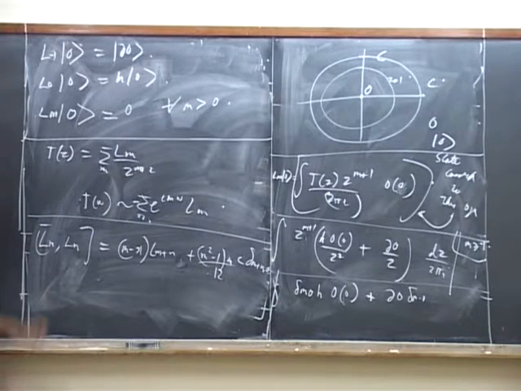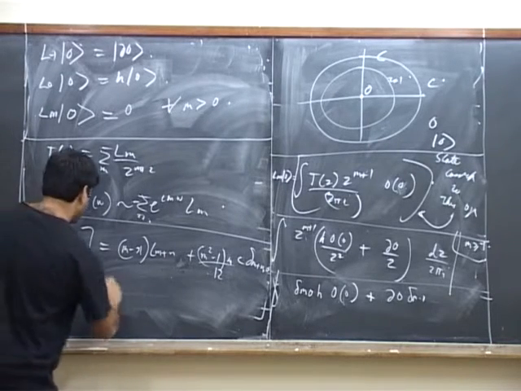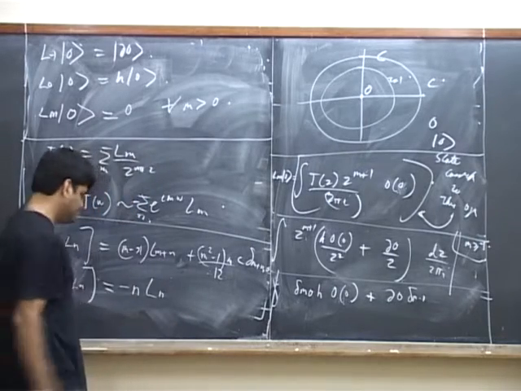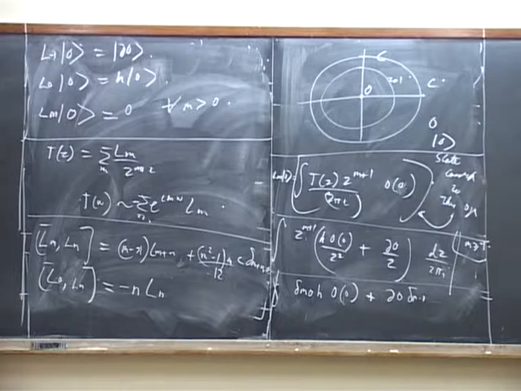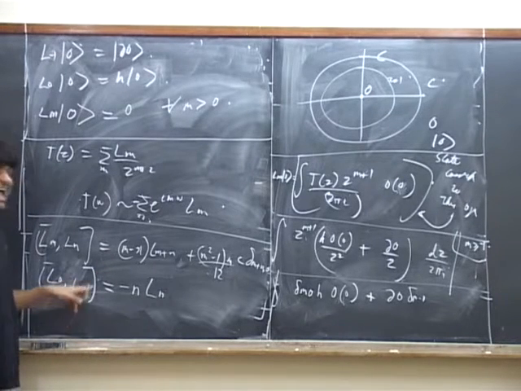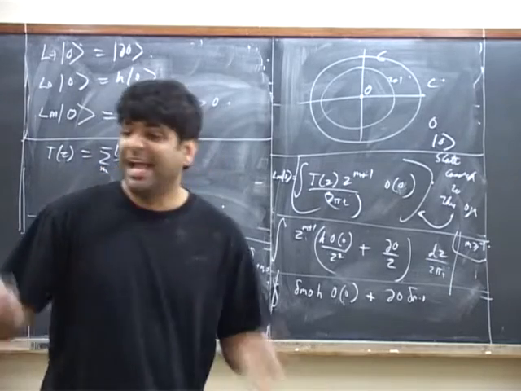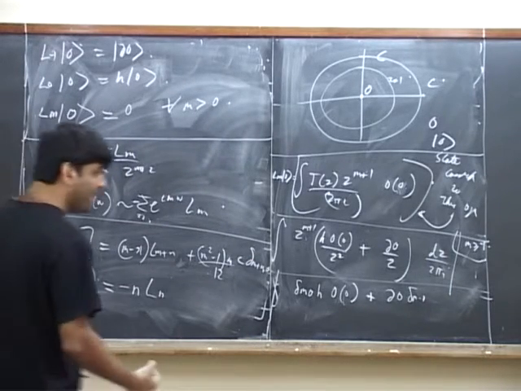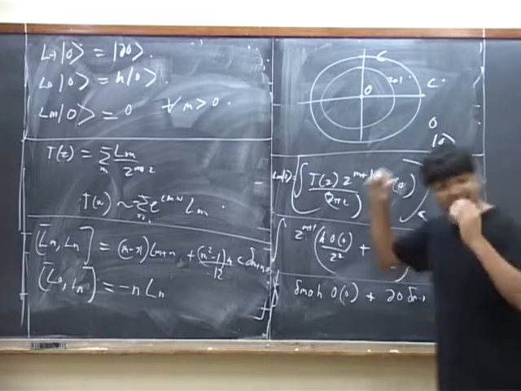Let's now set m equals 0. We get [L0, Ln] is equal to minus n Ln plus 0, because the only time the delta function clicks is at 0. Okay? That tells us that modes Ln have energy minus n. So if you act on a state of energy E with Ln, the resultant state has energy E minus n. Therefore, Ln's with positive n are operators that lower the energies of states, whereas Ln's with negative n are operators that raise the energies of states.